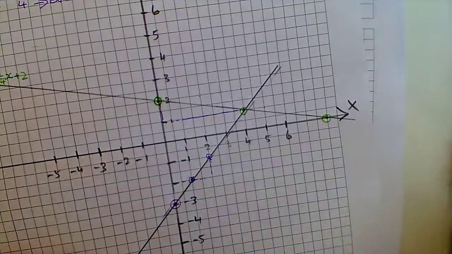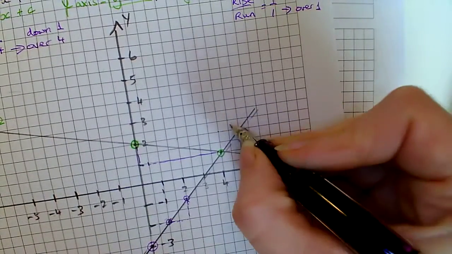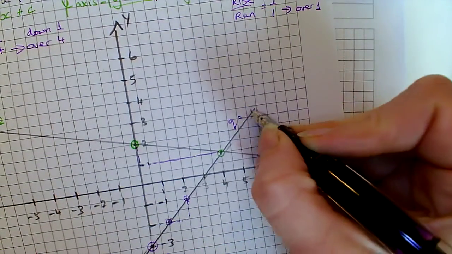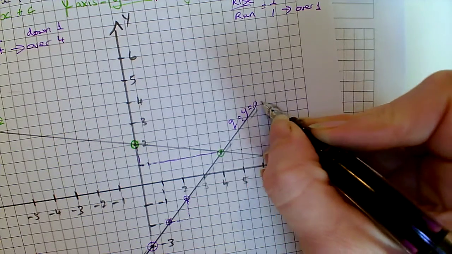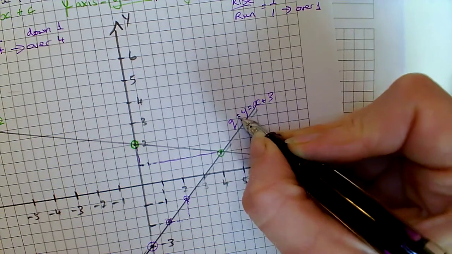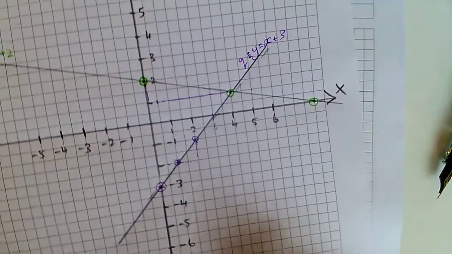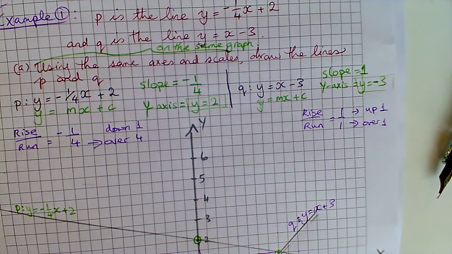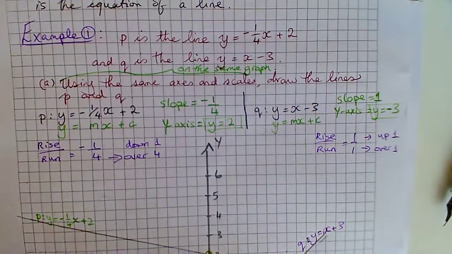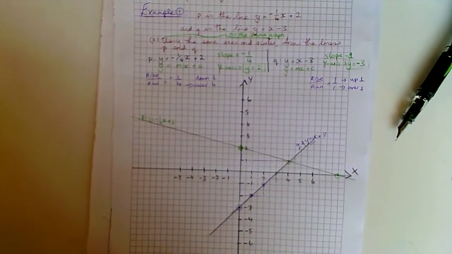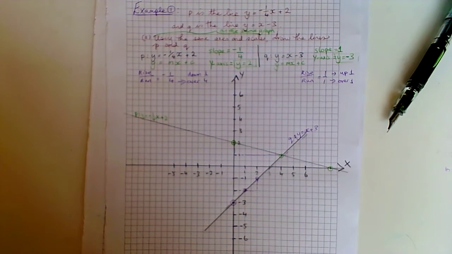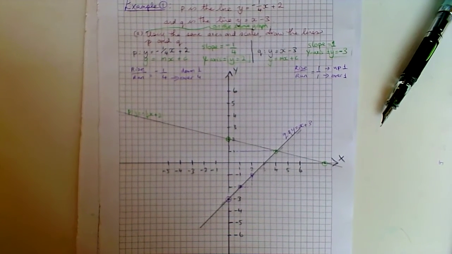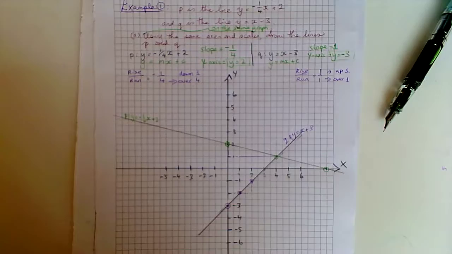So again, let's label it. So this is the line Q, which is given by y equals x minus 3. So I've answered this correctly using the same axes and scales. Draw the lines. Let's lift this up so you can see this in one go. Using the same axes and scales, draw the lines P and Q. And I've done that, and we can see that they cross over.